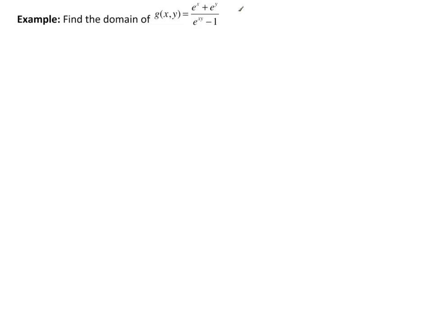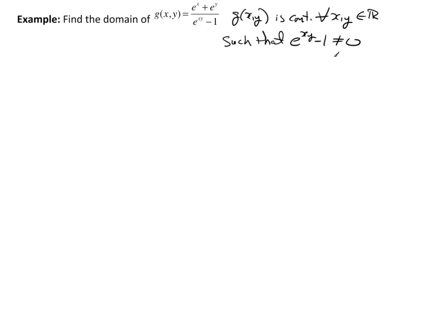So we know then that g(x,y) is continuous for all (x,y) in R^2 such that e^(xy) - 1 is not equal to 0, because that's going to be the only time we've got a problem. Well, that happens when x equals 0 or y equals 0 or clearly both. So I know I'm going to have some discontinuity there, but what is the limit?